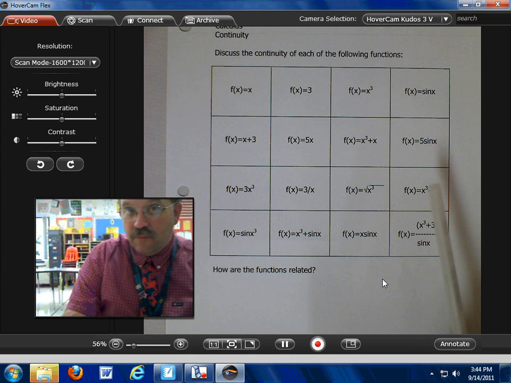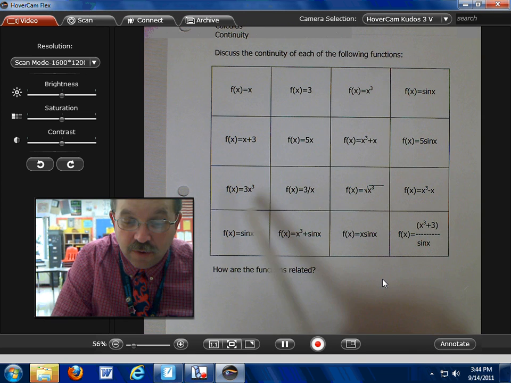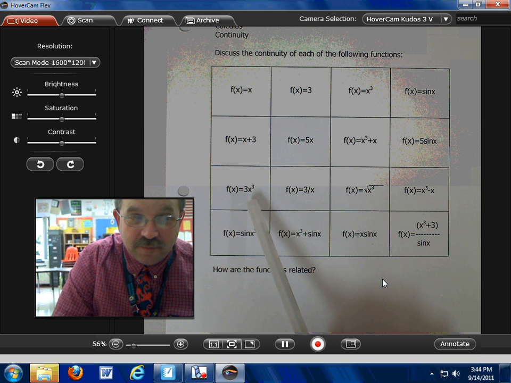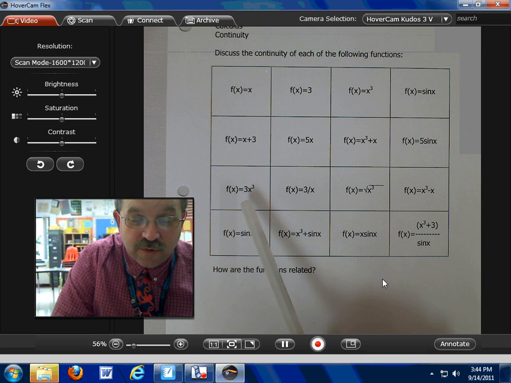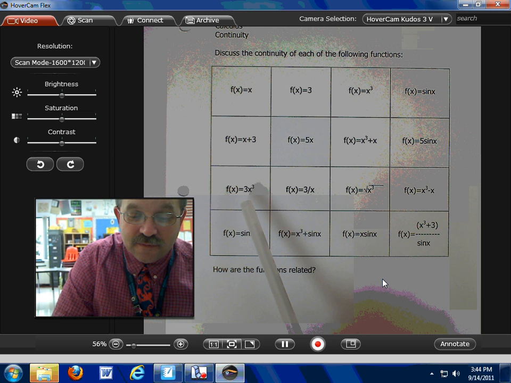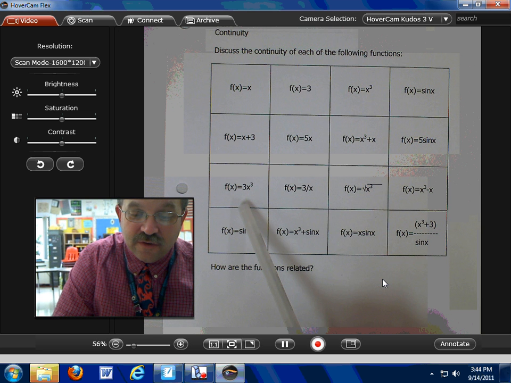I've gone off camera. Oh, terrible. I'm looking like I'm hovering way too close. But anyway, 3x cubed, so I just took this one and multiplied it by 3. These are all sort of reasonable.